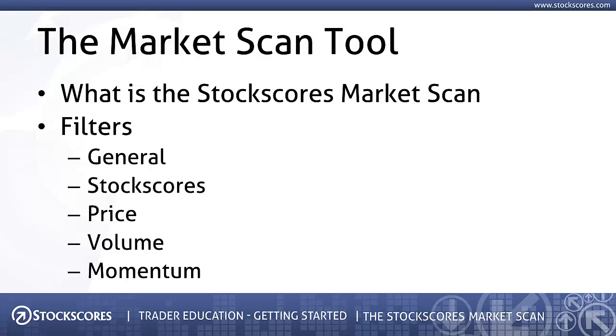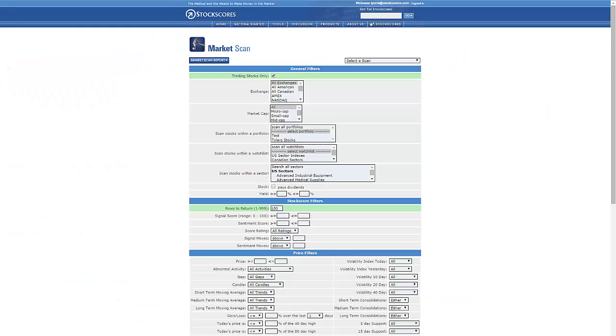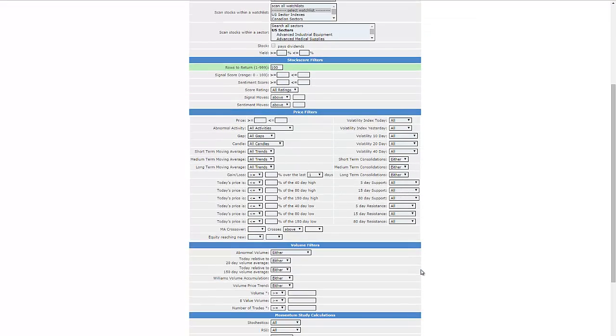It not only allows me to look for common technical analysis concepts, but also I can utilize the Stockscores indicators and some of those proprietary indicators that I've developed as a trader to find the stocks that I need to find. So let's jump over to stockscores.com now and take a look at the market scan tool here. And you can see that there's a lot of different filters on the page that we can utilize, combining to look for different things.